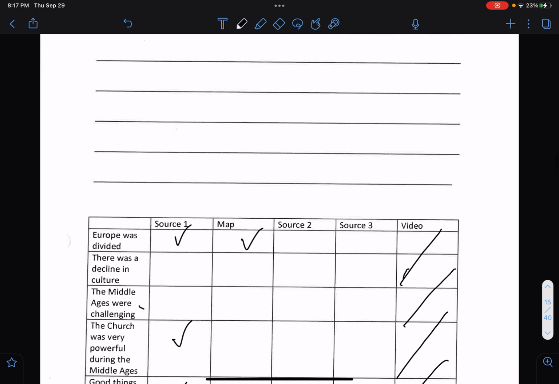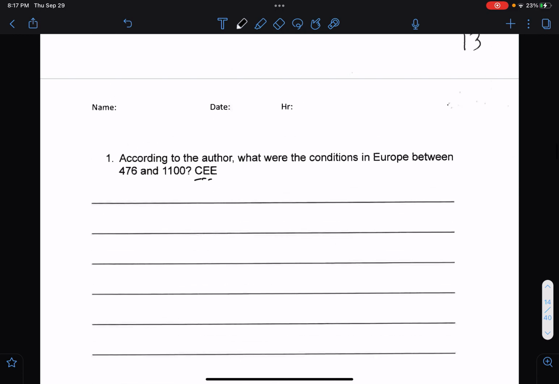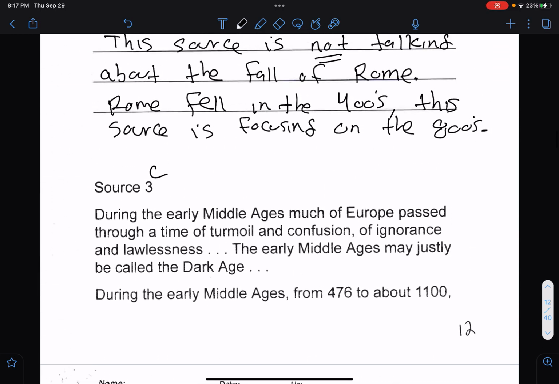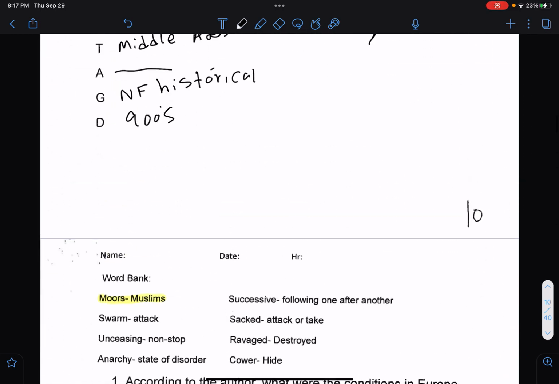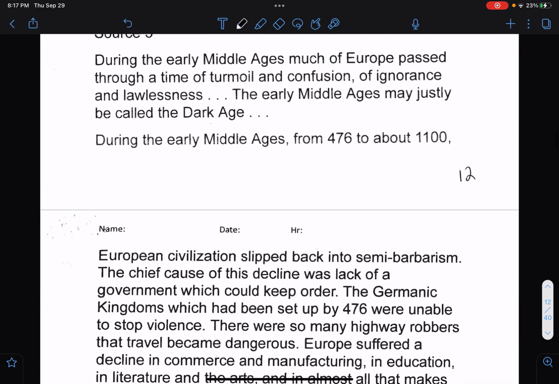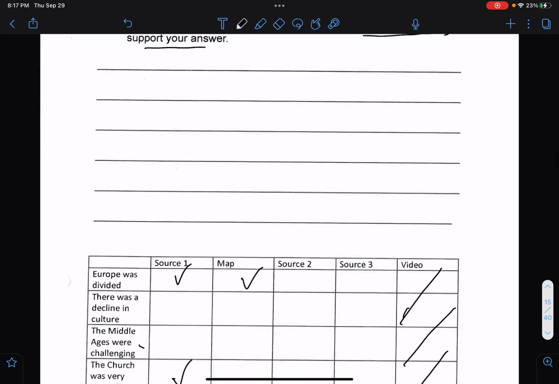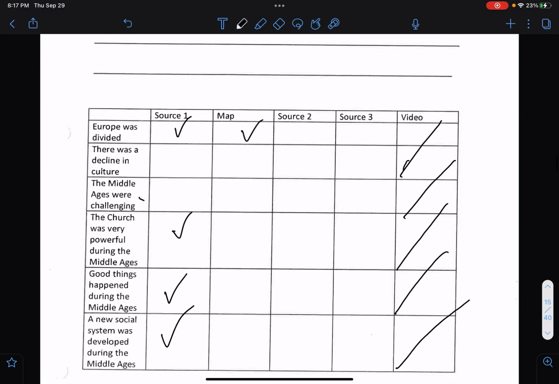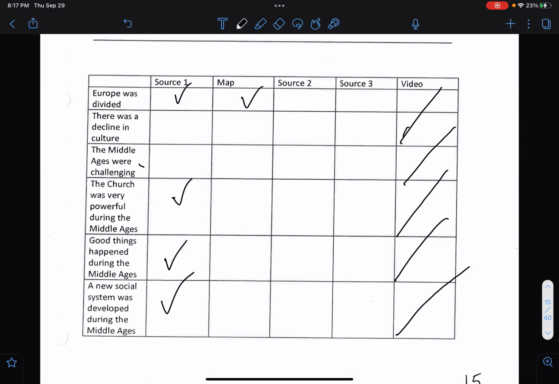You're going to do the same thing for source 2. Source 2, also known as source B. This one, and also source C. You have to do this part as well. When I come back on Monday, we are going to share some of our answers.